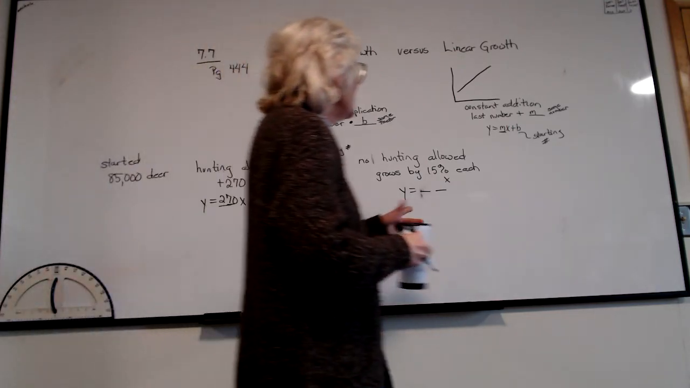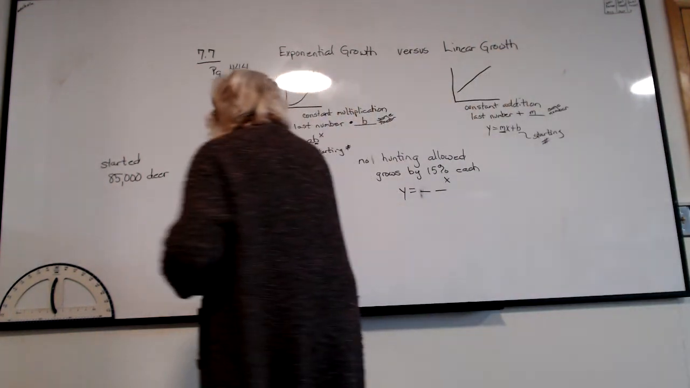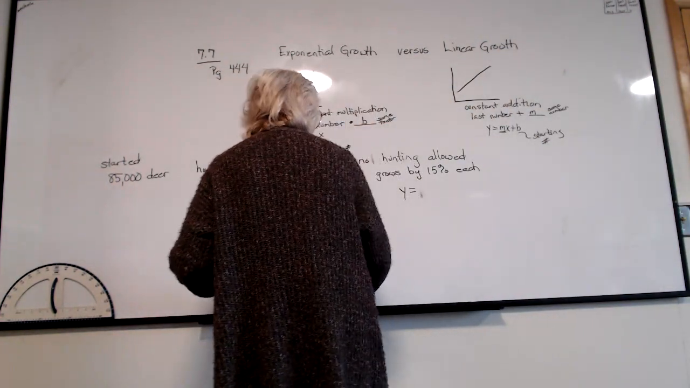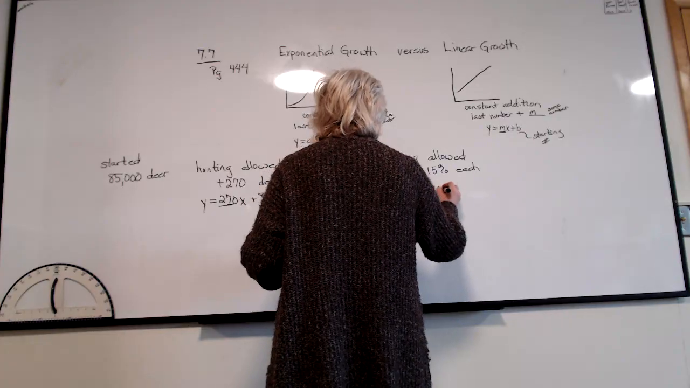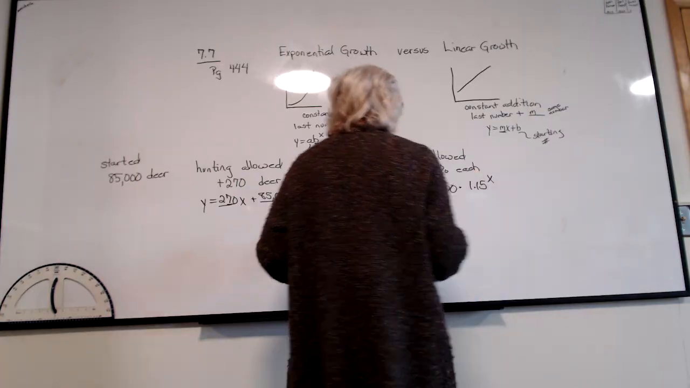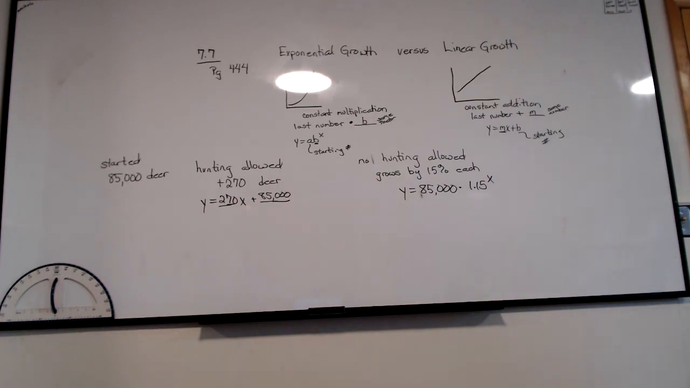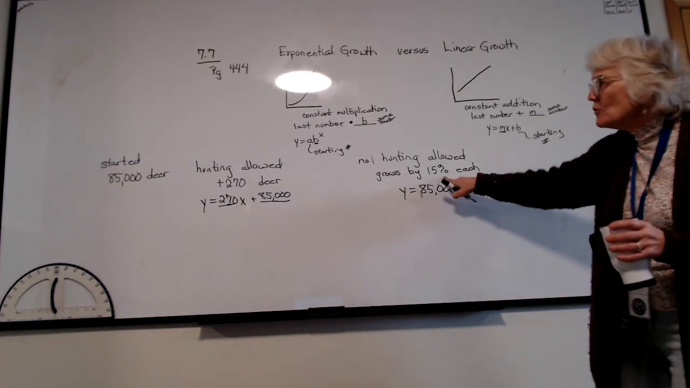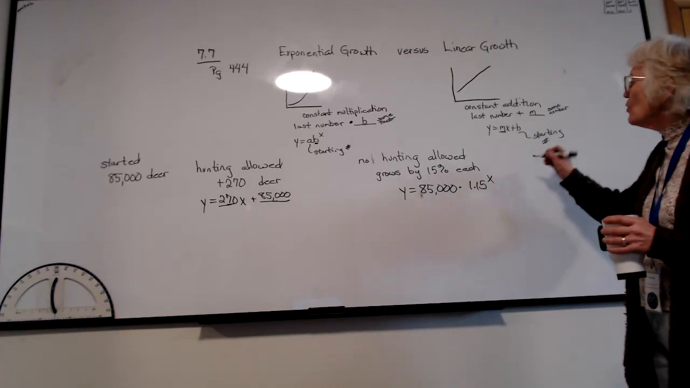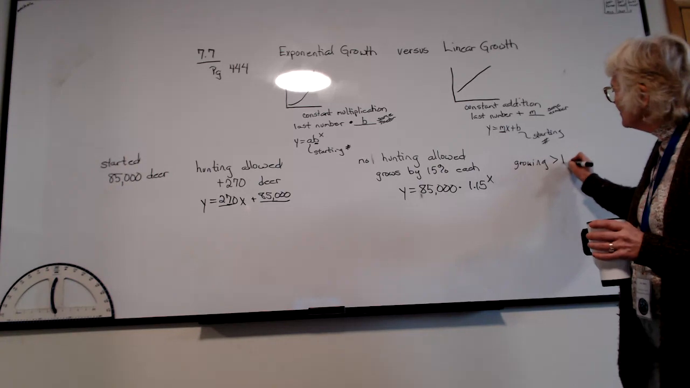So what is this equation going to be? Y is equal to 85,000 times 1.15 to the power of x. Why is it 1.15 and not just 0.15? Because it would be decaying. Remember, we know it's going to grow. A growing exponential, when it's growing, has got to be larger than 1.